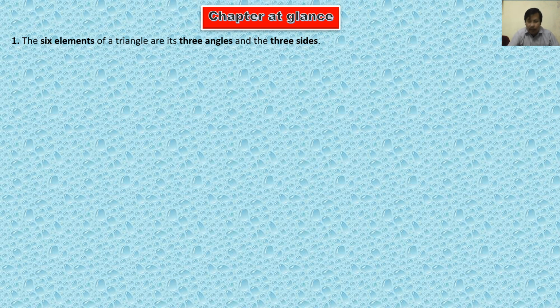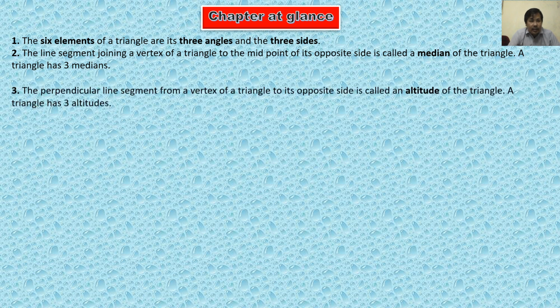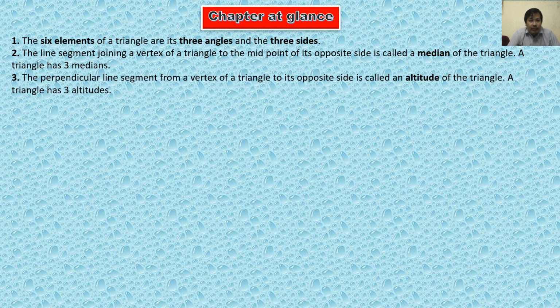Okay, then the line segment joining a vertex of a triangle to the midpoint of its opposite side is called a median of a triangle. A triangle has three medians that we should not forget. Okay. Now the next, the perpendicular line segment from a vertex of a triangle to its opposite side is called the altitude of the triangle. A triangle has three altitudes. Like the median, the triangle also has three altitudes.